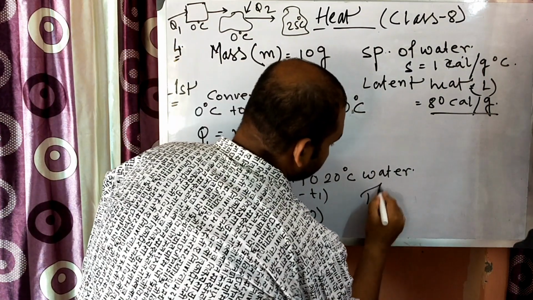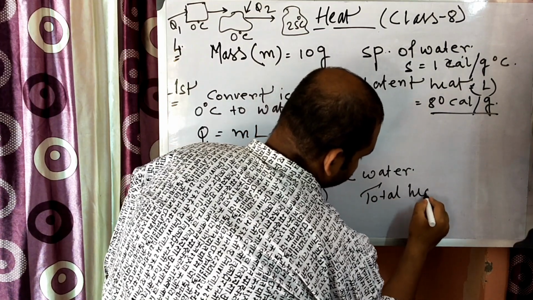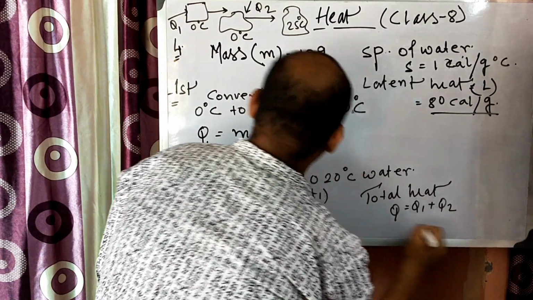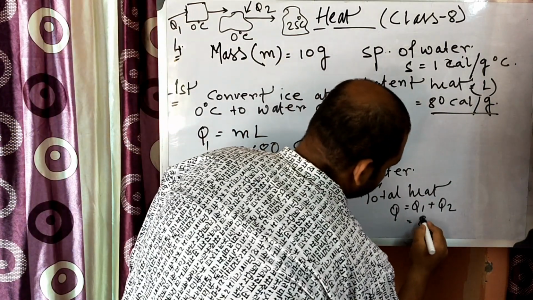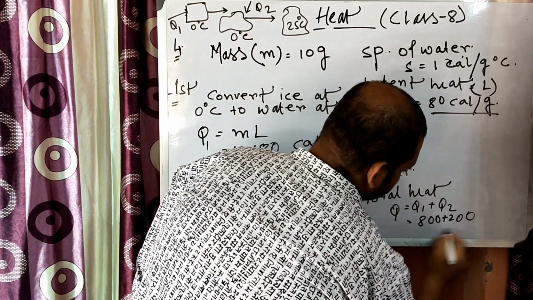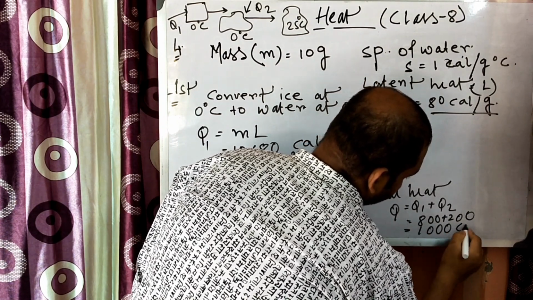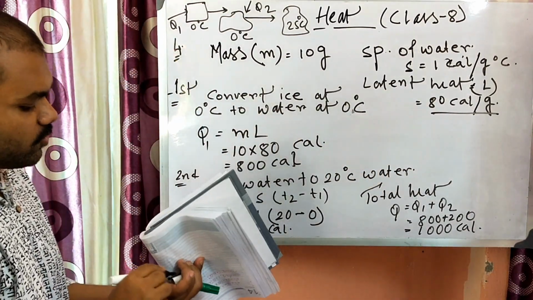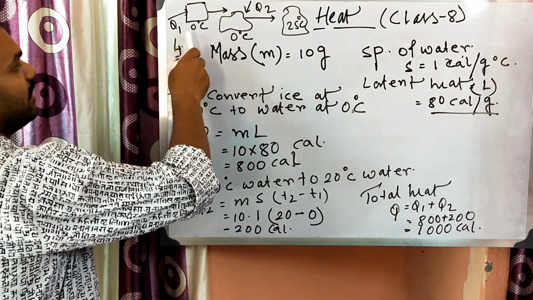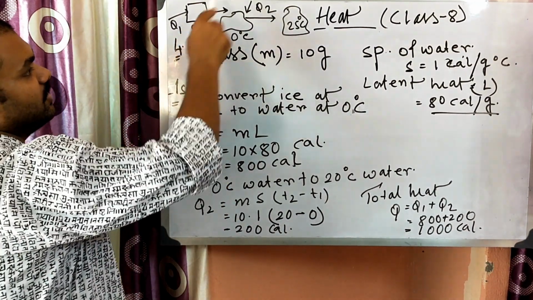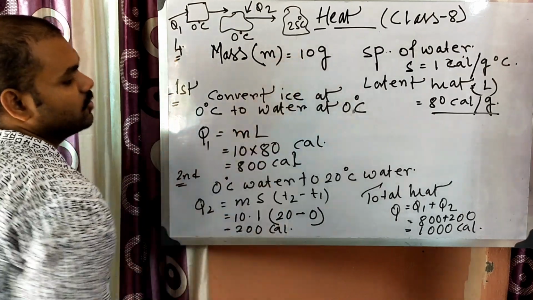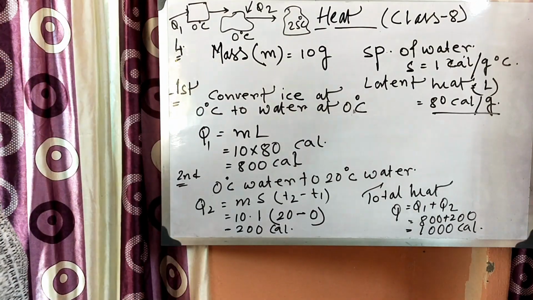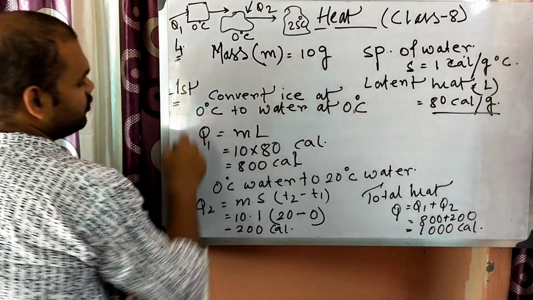Okay, so the total heat Q is equal to Q1 plus Q2. So 800 plus 200, it will be 1000 calorie. Okay, so 1000 calorie of heat will be required to convert 10 gram of ice at 0 degree Celsius to 10 gram of water at 20 degree Celsius, because here the change of state is involved, so we need to do the sum in 2 steps.